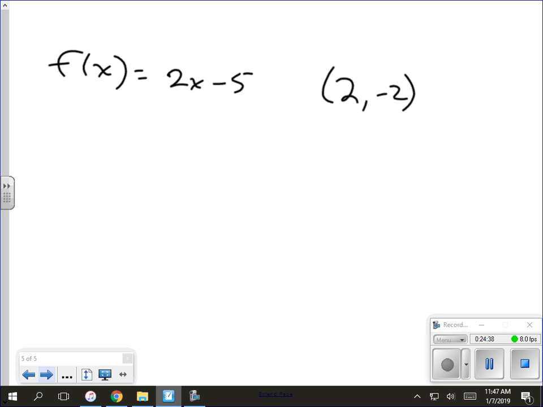Okay, let me explain. So this, I'm giving you a function, and I want to find the specific function, the specific antiderivative that passes through a particular point.